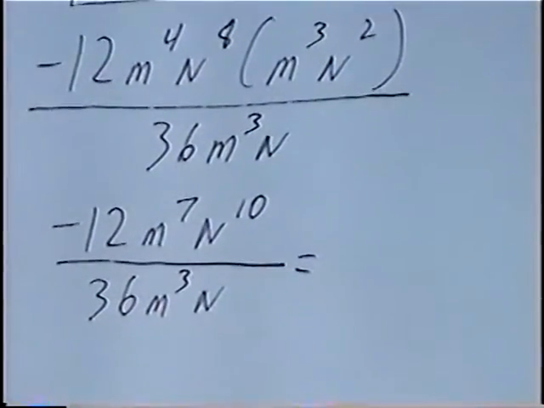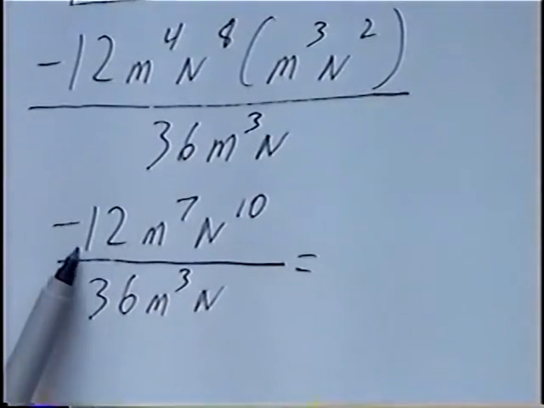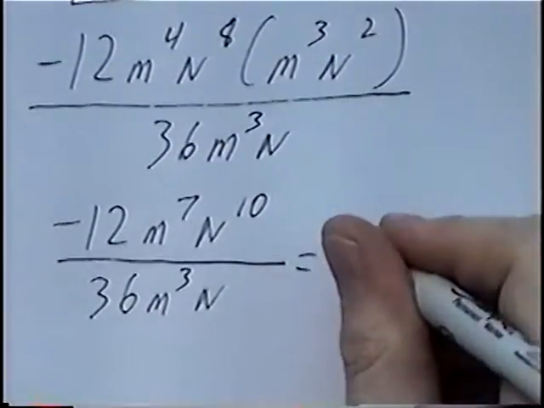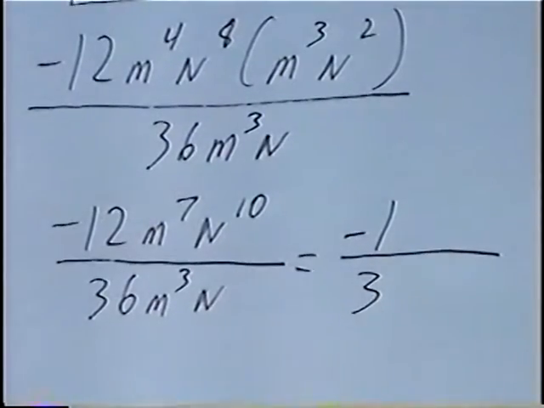Simplifying from here, we can reduce fractions. We have -12 over 36. Reducing fractions, we can divide each of these by 12. So we'll have -1 in the numerator and 3 in the denominator.